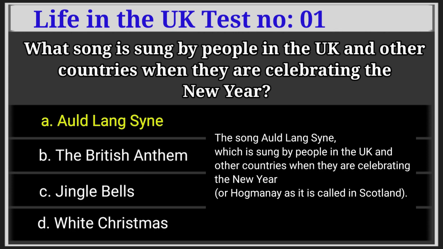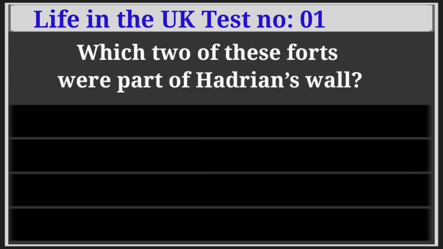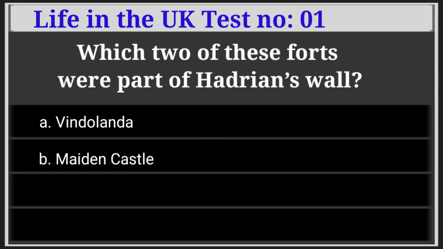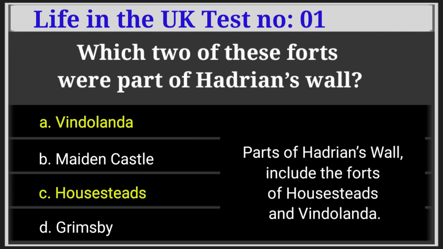Life in the UK test. Question 22 of 24. Which two of these forts were part of Hadrian's Wall? A. Vindolanda. B. Maiden Castle. C. Housesteads. D. Grimsby. The correct answers are A. Vindolanda. C. Housesteads. Parts of Hadrian's Wall include the forts of Housesteads and Vindolanda.